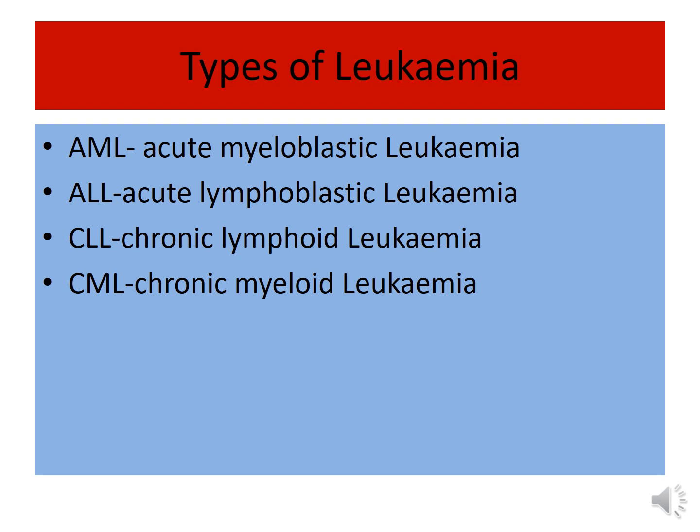AML stands for acute myeloblastic leukemia. ALL stands for acute lymphoblastic leukemia. CLL stands for chronic lymphoid leukemia, and CML stands for chronic myeloid leukemia.